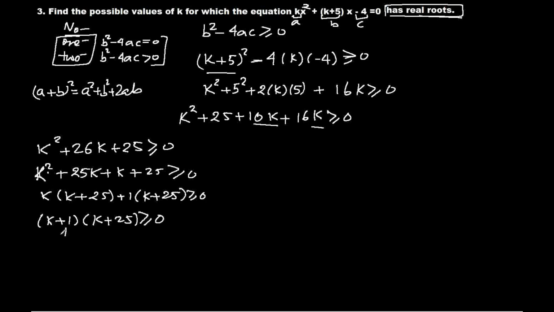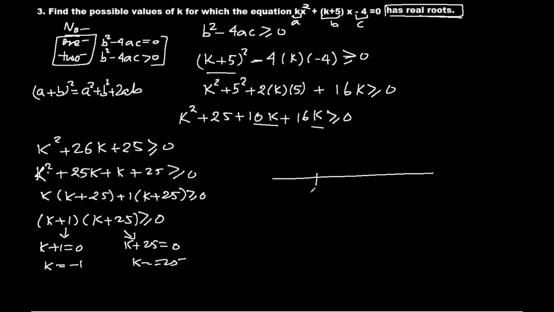Okay, so let's find the roots because of this. For roots, we equate them equal to 0, not inequality. Never use inequality in roots because that will give you the wrong answer. So we'll get the roots: k equal to negative 1 and k equal to negative 25. Once we have the roots, the best thing is to draw a number line. Write the smaller root here, which is negative 25 in this case, and the bigger root here.